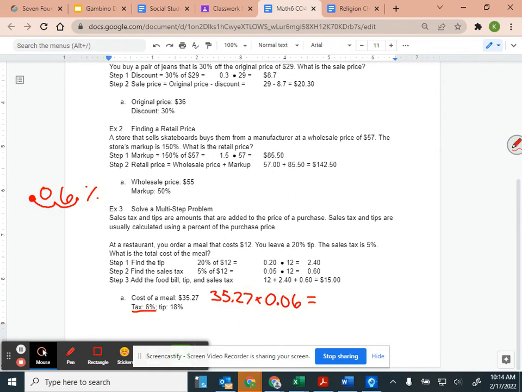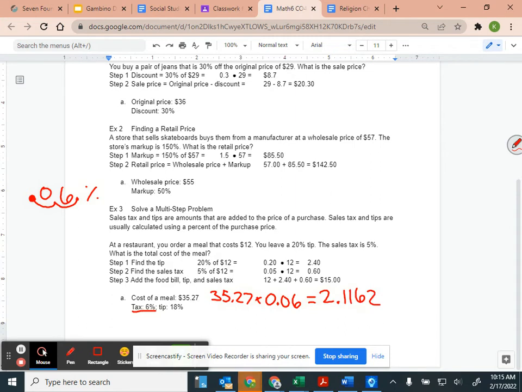Okay, well, I have 10 minutes. So this is going to be one of those times where you want to write out what the math is that you're doing. Do we have to do the multiplication on our paper? No, but we want to write out what our math is. That's correct. What is 6% of $35.27? 2.1162.